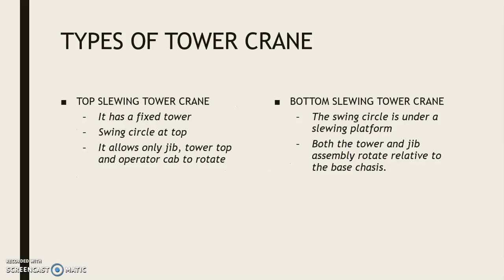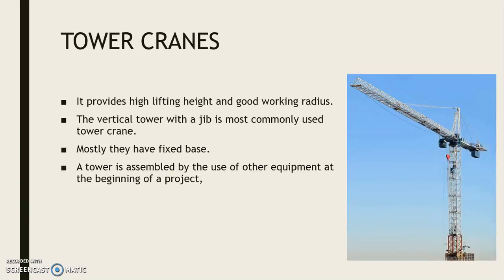So we have two types of tower cranes, top slewing tower crane and bottom slewing tower crane. A top slewing tower crane will have a fixed tower and a swing circle at the top. It allows only the jib, tower top and operator cab to rotate. Let us see the image. So in a top slewing tower crane, this portion is fixed. Only the jib plus the cabin and the counterweight are movable. So your jib will move from here, 360-degree rotation will be there. So it will move in this circular manner and lift the loads.